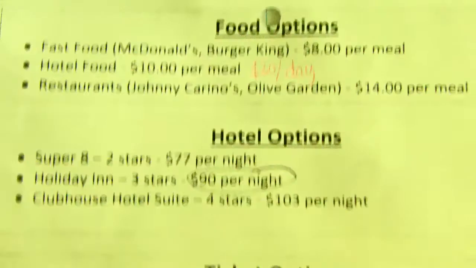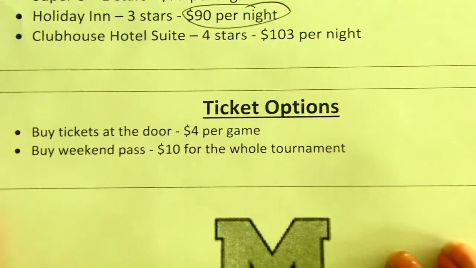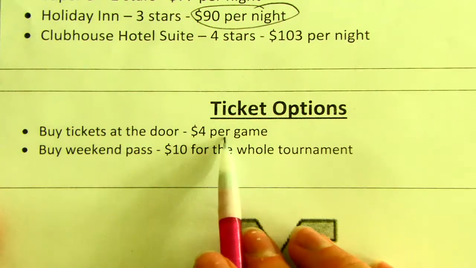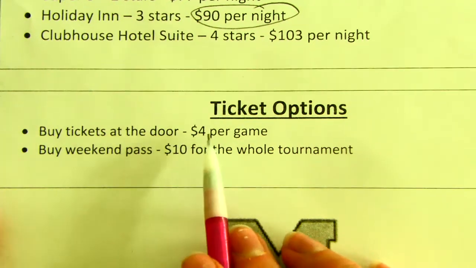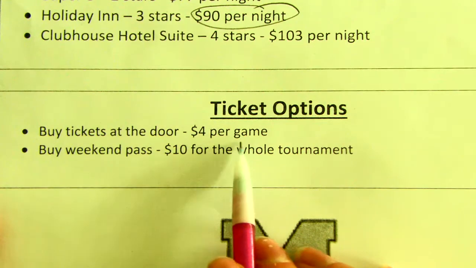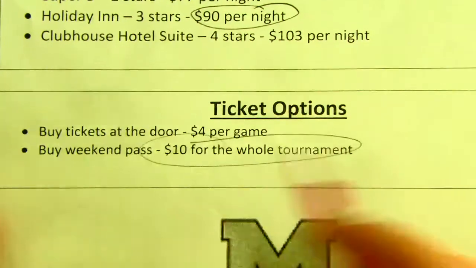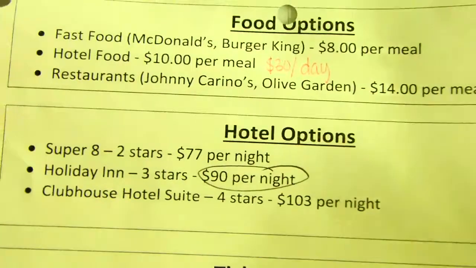And our last option are ticket options. I could pay at the door, so 3 days would be $4 a day, so probably $12 here, or I could buy a weekend pass. I'm going to stay for the whole weekend. So those are the things I'm going to have to account for.